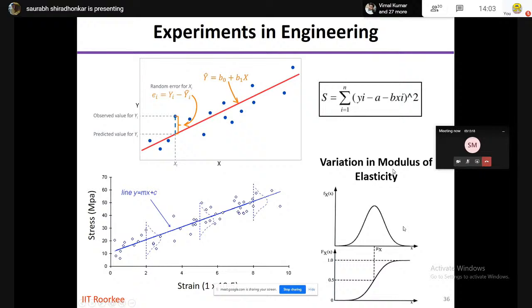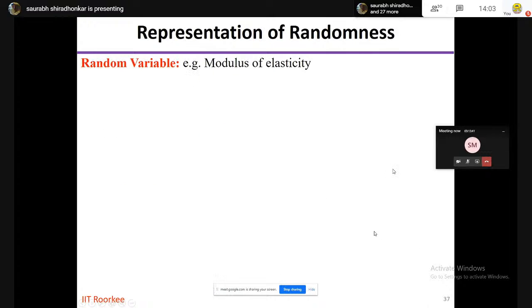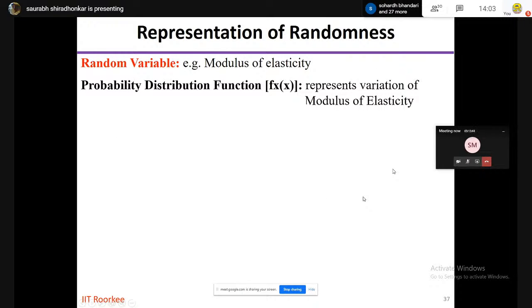Some of you might be aware that we have already seen this kind of concept, or you will see it in your curriculum when it comes to the characteristic strength of concrete and steel, when you learn more about reinforced concrete buildings. If not, some of you might have already learned that in your undergraduate curriculum. So this is the variation of the modulus of elasticity. This variation is represented through a random variable, and as I explained earlier, the function that we have is called the probability distribution function, which gives us the possible variation of modulus of elasticity.